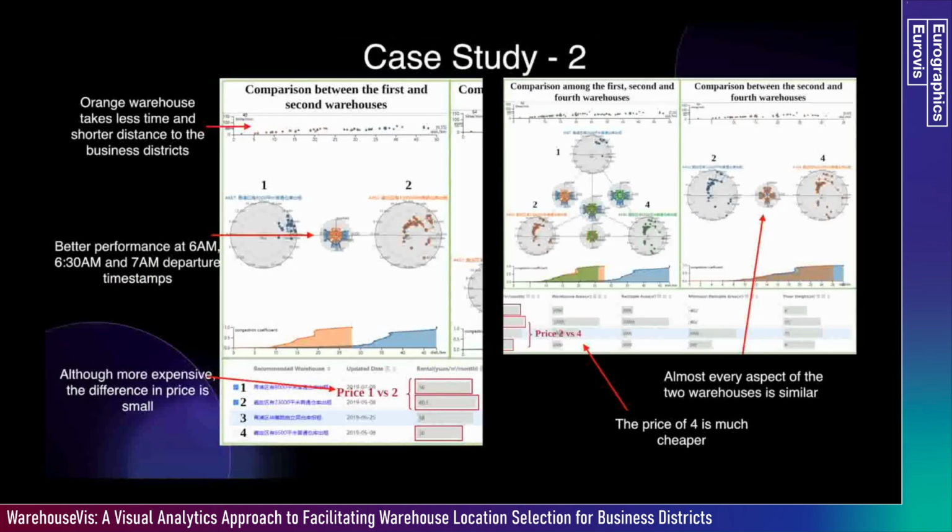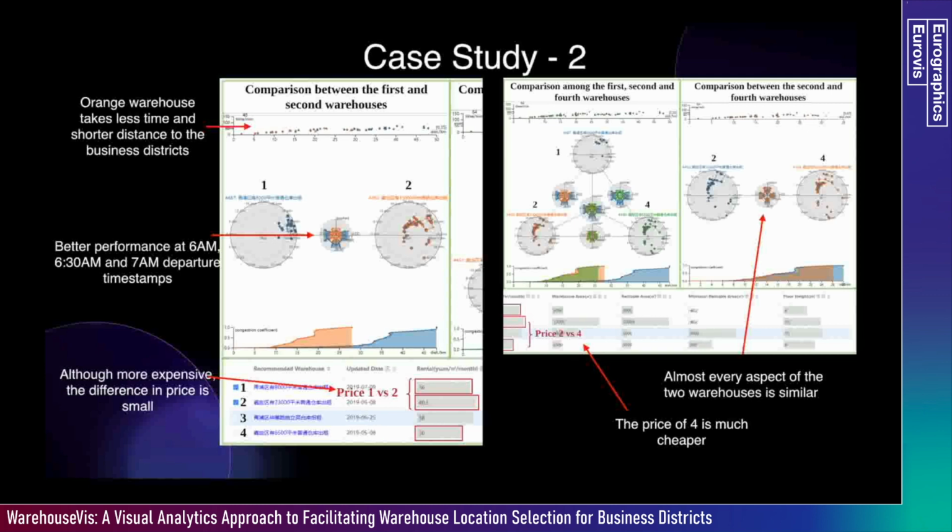After the system's recommendation and ranking, E2 filtered out 5 candidates for further inspection. The second one is close to the business district but far away from the markets, while the opposite is true for the first warehouse. From the warehouse comparison view, he could see that the warehouse indicated by the orange color has a better performance at 6 a.m., 6:30 a.m., and 7 a.m.